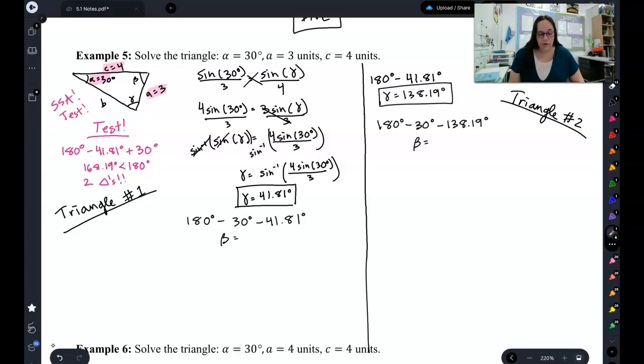Then you can do law of sines with the pair we know and with the angle you just found, beta, to solve for b. So I would like you to pause the video, try this out on your own, do the 180 rule for both to find the two different betas. Then you'll set up two different law of sines to solve for b. Pause the video, try that out, and then come back.